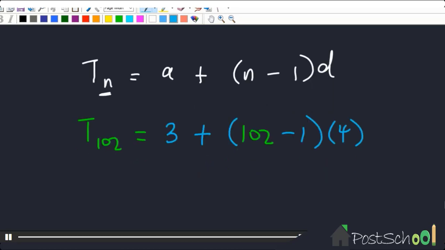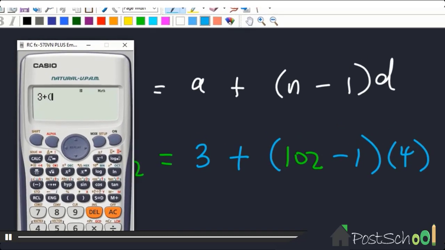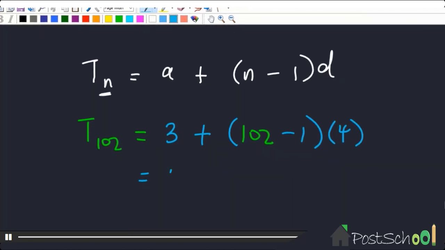Now to get the answer, we just need to use our calculator. So we bring up our calculator and punch that expression in. This is going to be 3 plus (102 minus 1) times 4, and that is going to be 407. So T102, the value of the term at the 102nd position, is going to be 407.